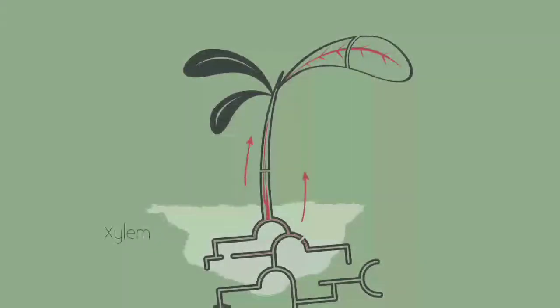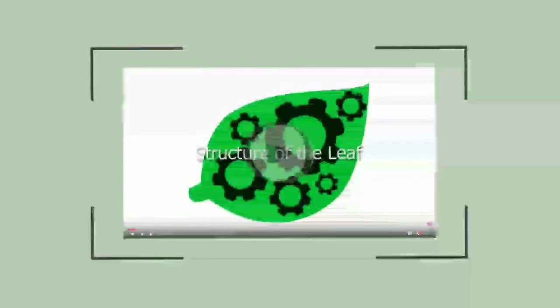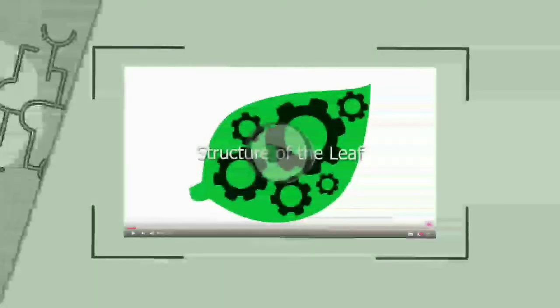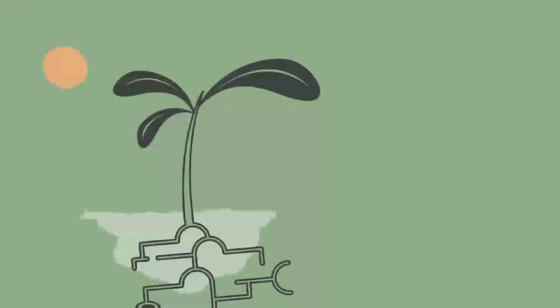We know all about the xylem and the phloem. But now we need to know exactly how water and minerals move around the plant. You should already know about the structure of the leaf, but if not, watch this video to remind you. Let's have a look at transpiration and the xylem.